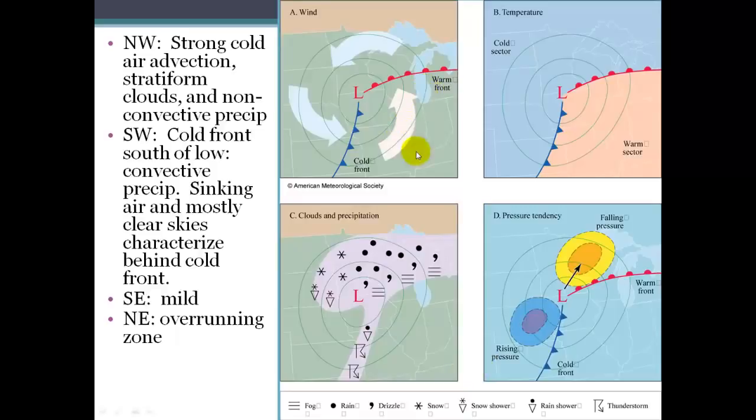And then in the southeast portion of the storm, which is down here, we have the warm air mass, so nice mild conditions. You can see there's no real precipitation in this area. It's all the warm air.